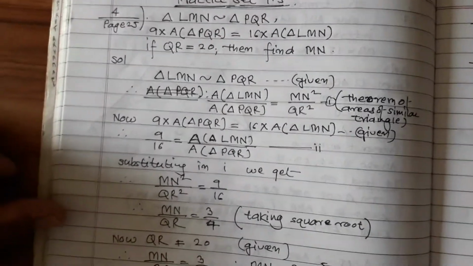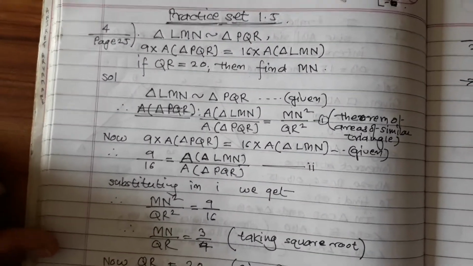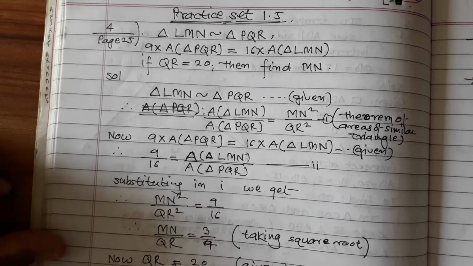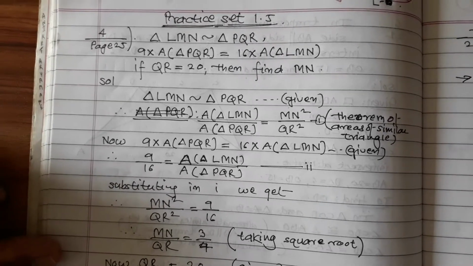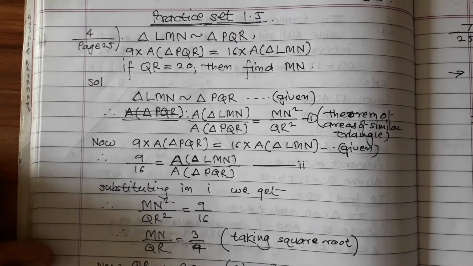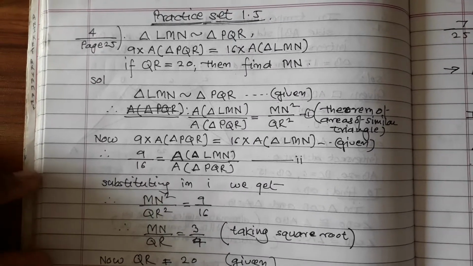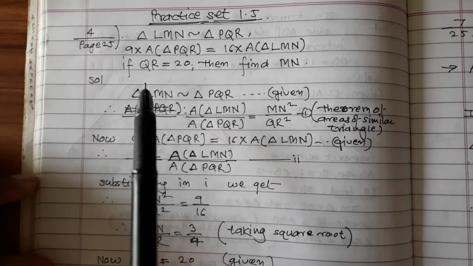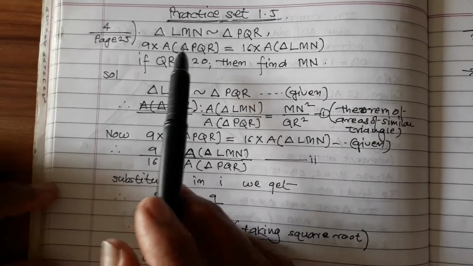Today I am going to explain some examples from practice set 1.5 from your book. Question number 4, page number 25. Now, what is the question? Try to understand the question properly.